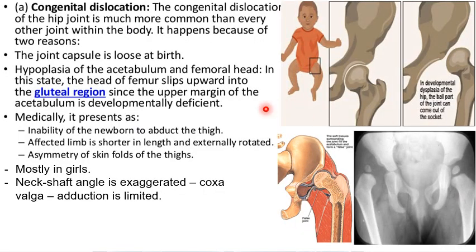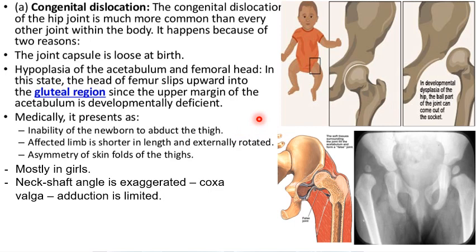Coming to the congenital dislocation. Congenital dislocation of the hip is more common than any other joint because posteriorly and superiorly the strength of the acetabulum, that is the buttress part of the acetabulum, is not formed properly, so there can be congenital dislocation of the hip joint.